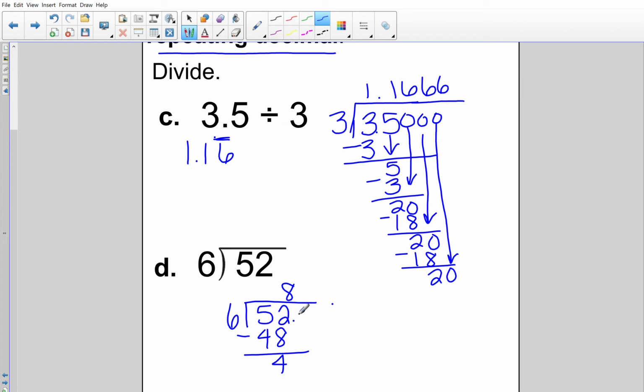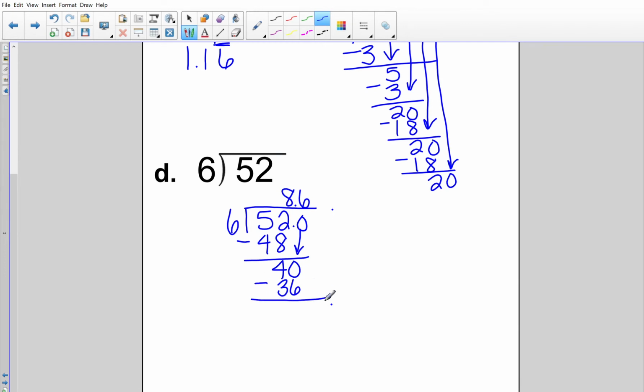So I can add a decimal now, add a 0, and keep going. So 6 goes into 40, let's say 6 times, it'd be 36. And when I subtract, I'm going to end up with 4 again. So I can add another 0, I'm going to get 40. I could do another 6, which is going to give me 36. You can already see that it's going to repeat. I'll get another 4, and again you can see that it's going to repeat. So this answer would be just 8.6, and again that repeating over the 6.